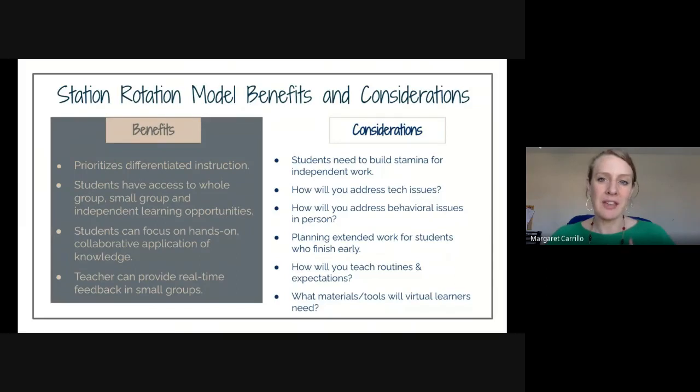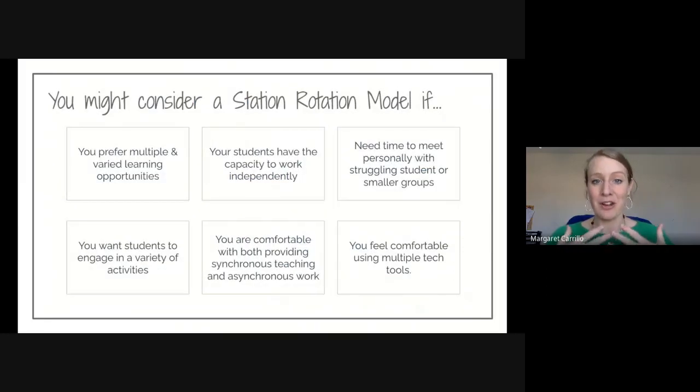And so if we think about if this is the right model for us, it could be the right model for you if you prefer those multiple and varied learning opportunities. And with station rotation, you would be able to have a lot of autonomy as a teacher to get those multiple and varied learning opportunities. You would want to make sure that your students have the capacity to work independently, and you would want to engage the students in a variety of activities to really build up that interest and to really get them access to different components of your curriculum.